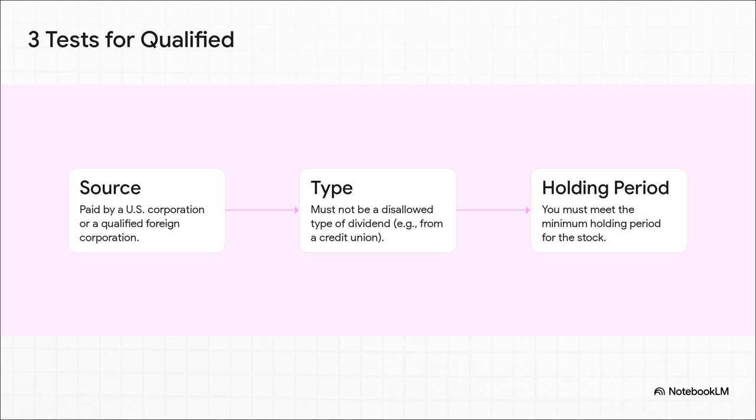First, the payout has to come from a U.S. corporation or a qualified foreign one. Pretty simple. Second, it can't be one of a few specific types of payments that aren't allowed, like, say, from a credit union, because those are technically interest. And then there's the third one, and this is the biggie, the one that trips everybody up. You have to meet the holding period requirement.